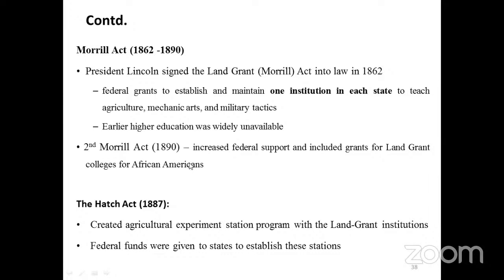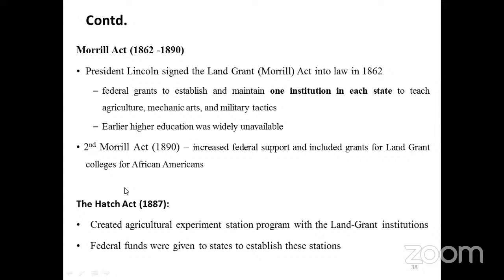The first is the Morrill Act. One was in 1862 and the other one was in 1890, which led to the establishment of one institution in each state, which would look after agriculture and other departments. So basically, it was about establishing an institution.